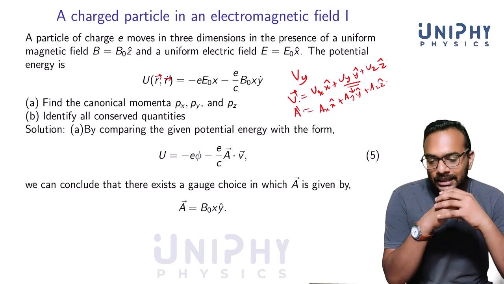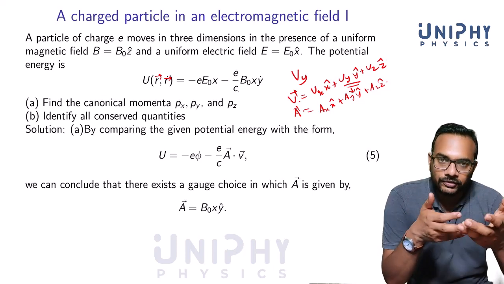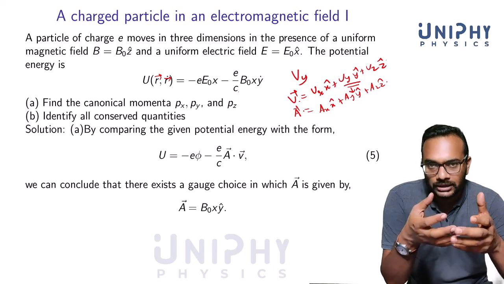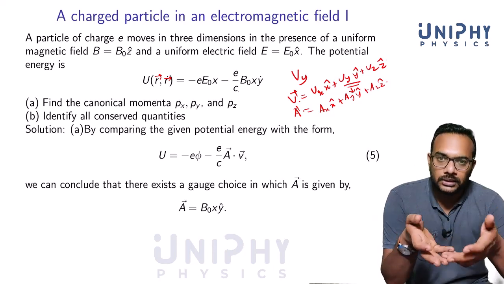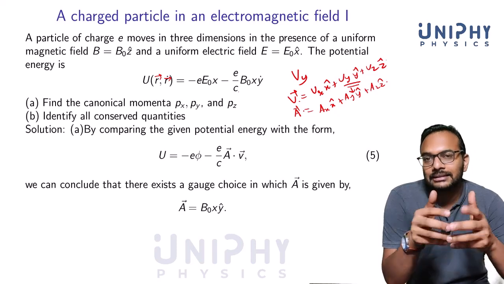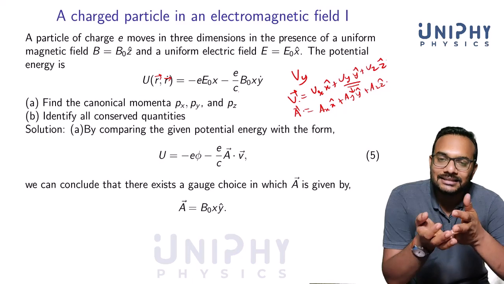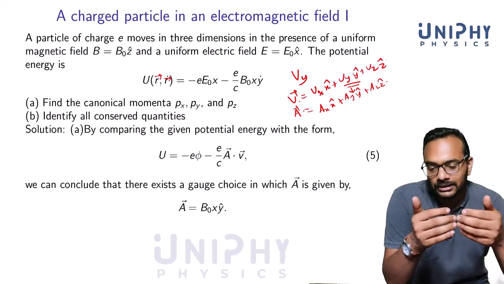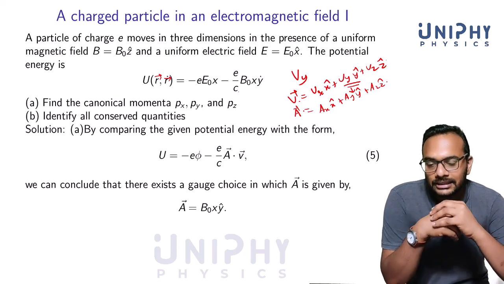This means that, as I said, this A vector is not a unique thing. You have got a freedom, known as gauge freedom or gauge transformation. If a set of scalar and vector potentials give you the electric and magnetic field, then there is a large number of scalar and vector potentials which will give you exactly the same electric and magnetic field, and these different potentials are related by what we call gauge transformations.